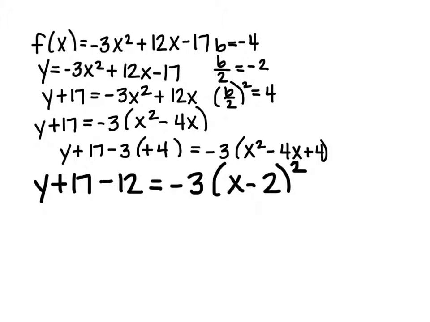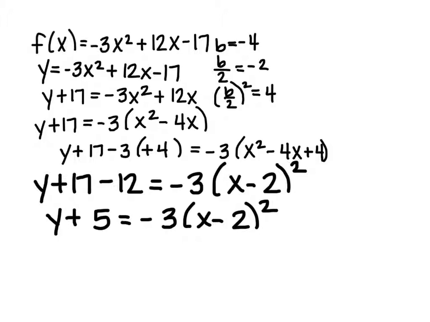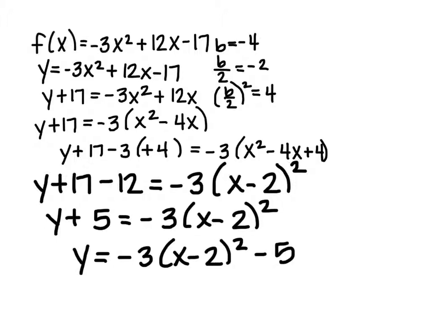We can once again simplify that left-hand side to make it y plus 5 is equal to negative 3 times x minus 2 squared. Once again, we're trying to get into vertex form. So what we're going to do next is bring that 5 over. y equals negative 3 times x minus 2 quantity squared minus 5. Now it's in its vertex form. (h, k) is what I'm looking for, the vertex. So I know that my vertex is going to be that 2 and that negative 5. So the vertex, or the (h, k), is (2, negative 5).